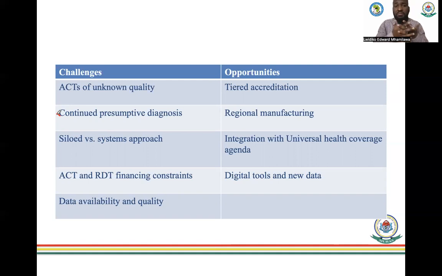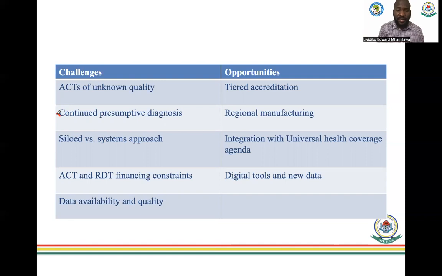Another challenge would be things like ACT and RDT financing constraints. These are especially within the framework of most of the funding that comes for malaria treatment. Malaria is generally quite broad, right? There is vector control, there is mosquito control, there are so many things that need to be going on, and focus can be shifted to many other places, so financing for rapid diagnostic tests and ACTs is marginal, even more marginal to support, let's say, the private sector.